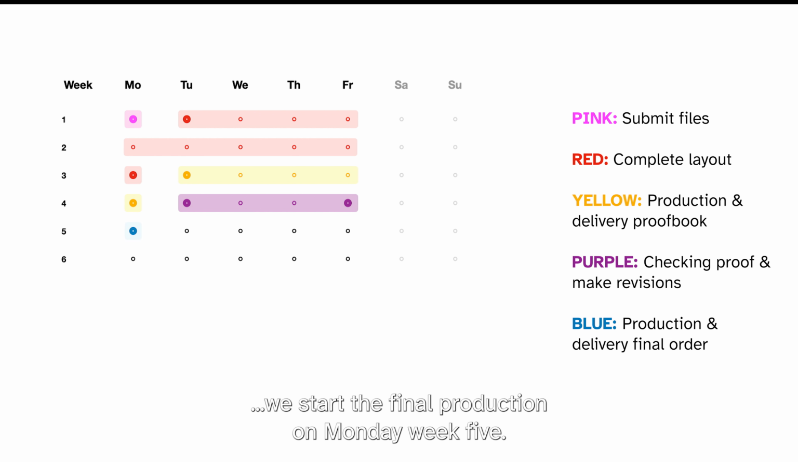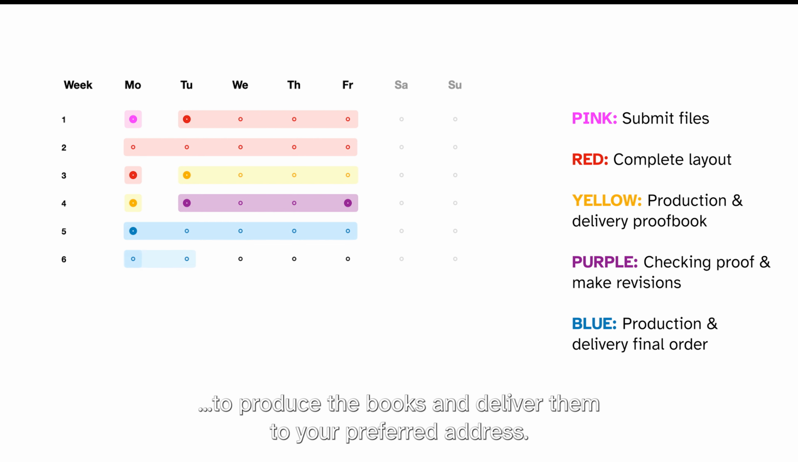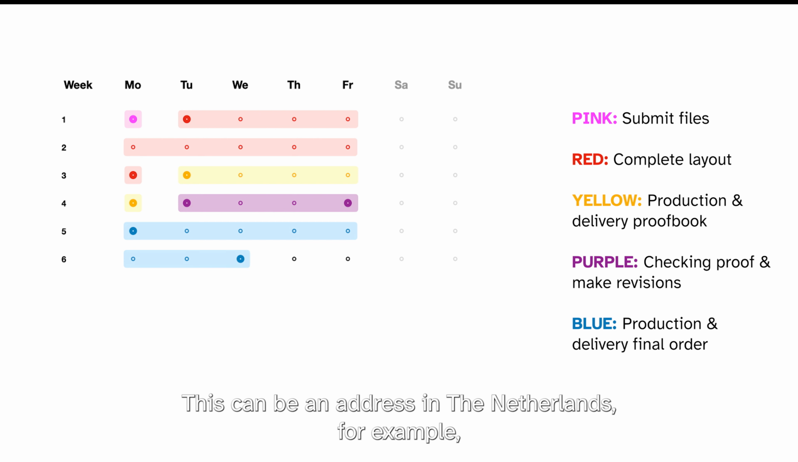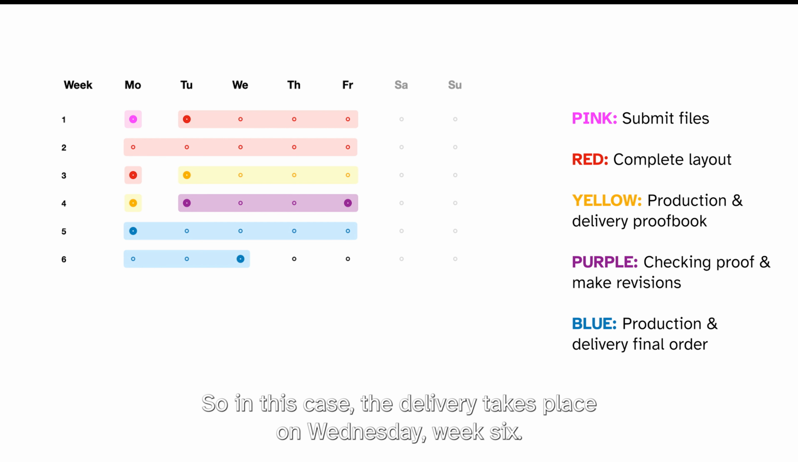In this schedule, we start the final production on Monday, week 5. It takes 8 working days to produce the books and deliver them to your preferred address. This can be any address in the Netherlands, for example your house address or the office at the university. So in this case, the delivery takes place on Wednesday, week 6.